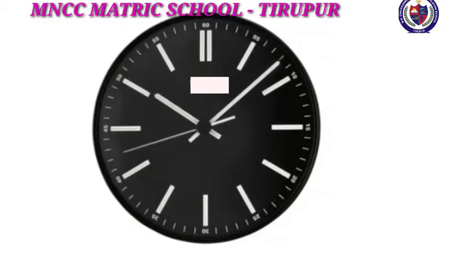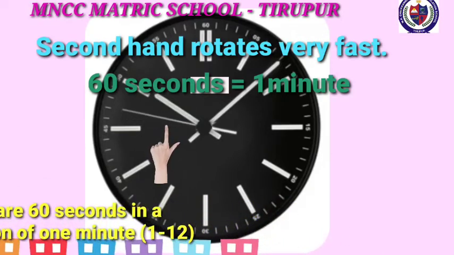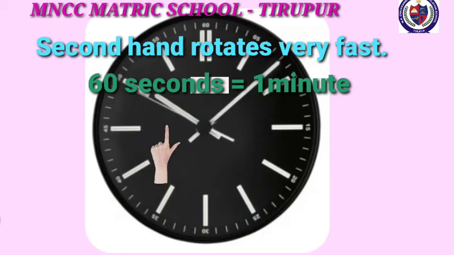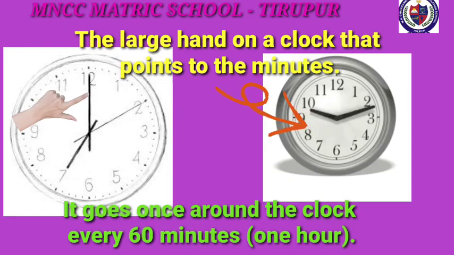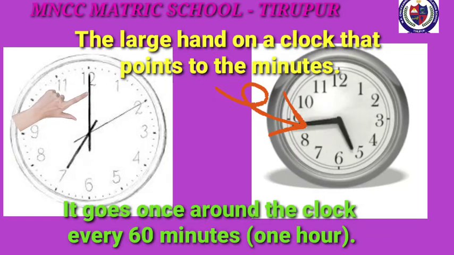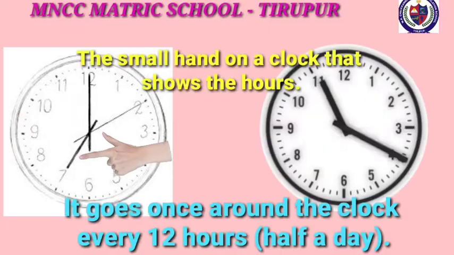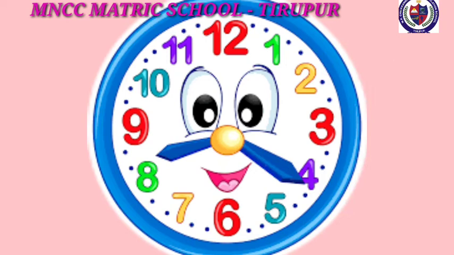In step 3, we can draw minute and hour hand. Before that, you should know what is hour hand and minute hand. The second hand rotates very fast. It goes around the clock once. It makes 60 seconds. 60 seconds equal to 1 minute. The large hand on a clock that points is the minute hand. It goes once around the clock and makes 60 minutes. 60 minutes equal to 1 hour. The small hand on a clock shows the hour hand. It goes once around the clock, which makes 12 hours or half a day. As per the given steps, finally we can see the clock with the numbers 1 to 12 with the short and the long hand, such as hour and minute hand.